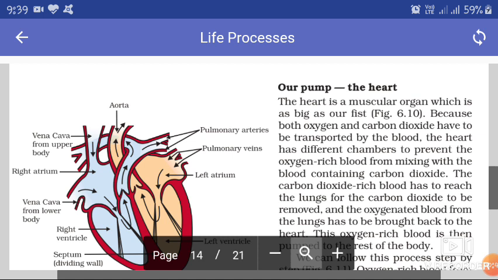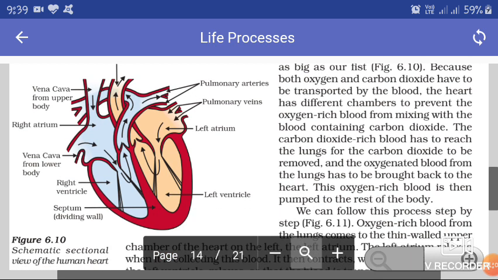The carbon dioxide-rich blood has to reach the lungs for the carbon dioxide to be removed, and the oxygenated blood from the lungs has to be brought back to the heart. This oxygen-rich blood is then pumped to the rest of the body.